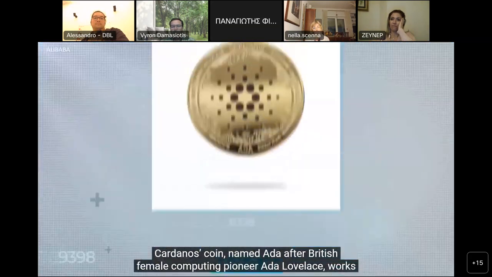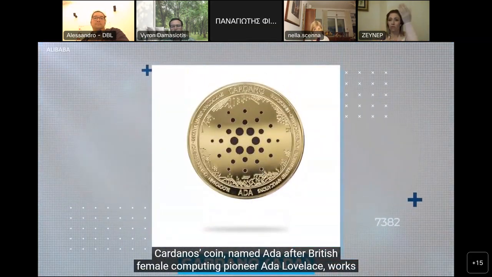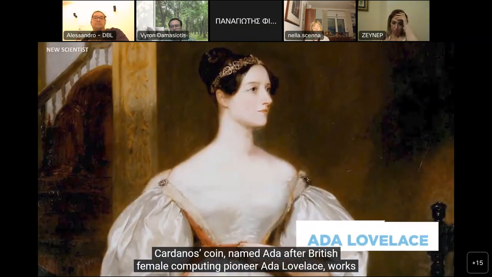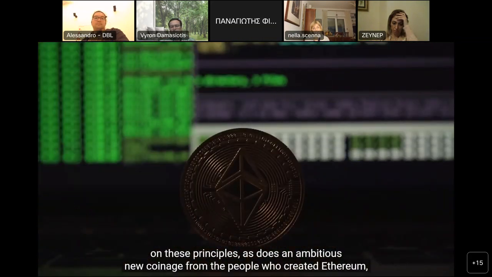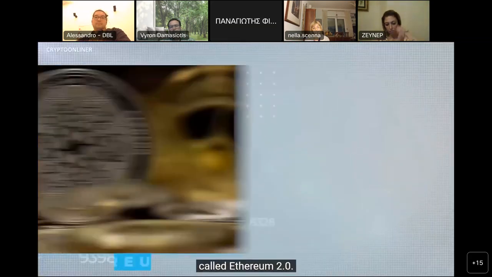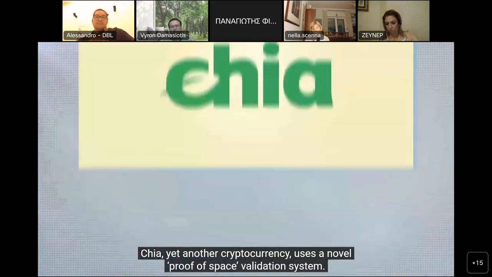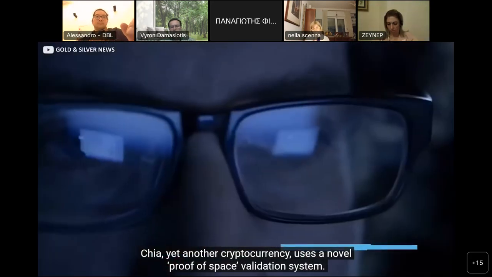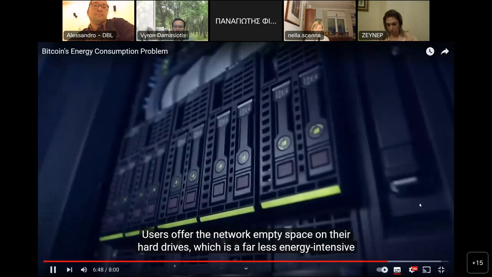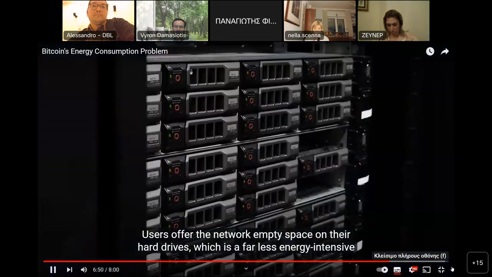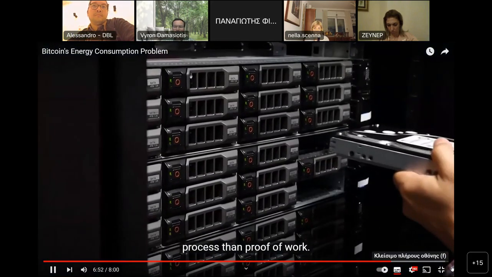Cardano's coin, named Ada after British female computing pioneer Ada Lovelace, works on these principles, as does an ambitious new coinage from the people who created Ethereum, called Ethereum 2.0. Chia, yet another cryptocurrency, uses a novel proof-of-space validation system. Users offer the network empty space on their hard drives, which is a far less energy-intensive process than proof-of-work.